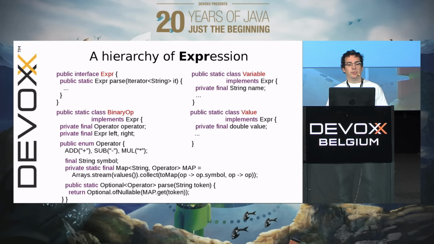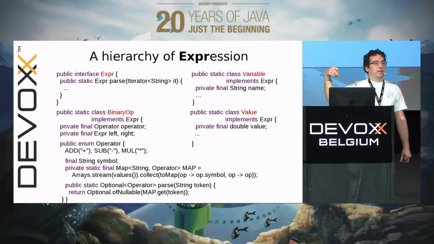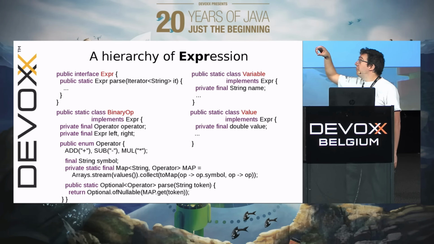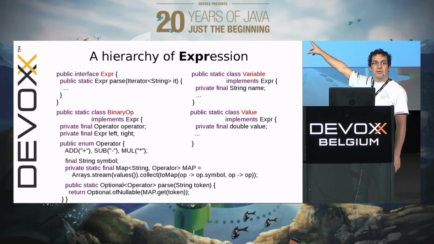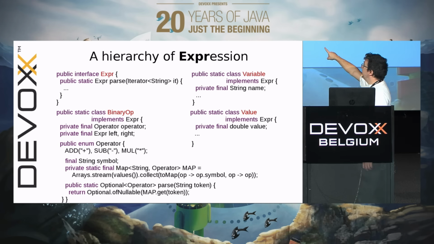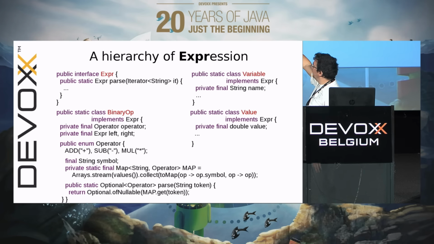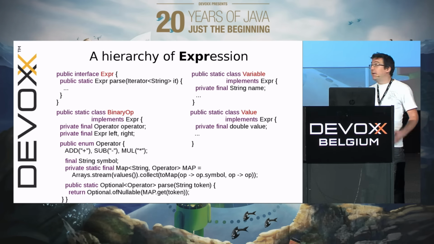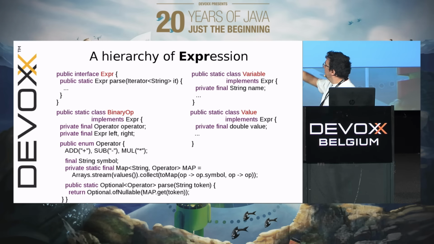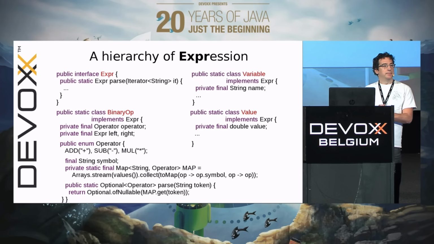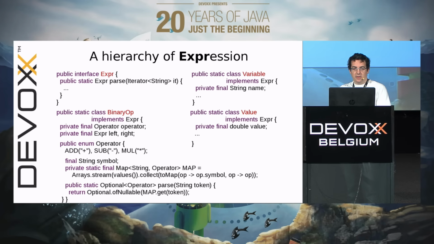Add or multiply, or things like this, are not subclasses of an abstract class. Remember, no abstract class anymore, no public abstract class anymore. I will use delegation. My binary op takes an operator as a parameter, and my operator here is just an enum of the values.